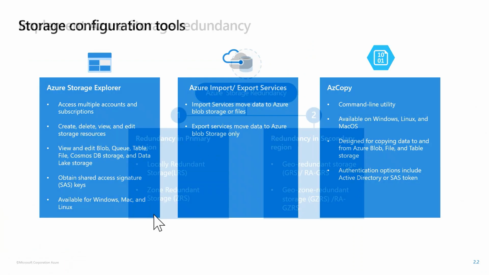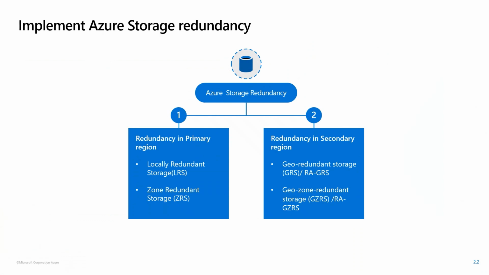Now let's talk about redundancy. This is a key portion of the storage content. We should understand that there are some options for default redundancy in paired regions, as well as choosing how we'd like to replicate our data across regions. When deciding which redundancy option is best for your scenario, consider the trade-offs between lower cost and higher availability.